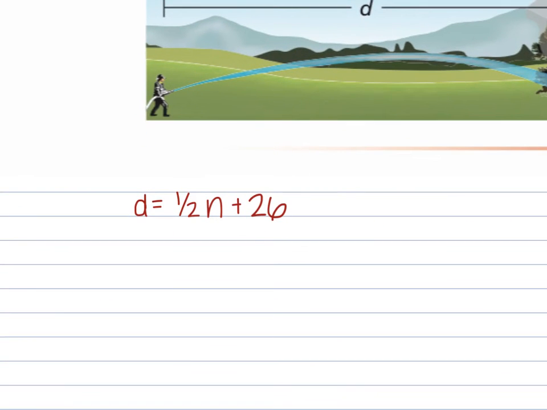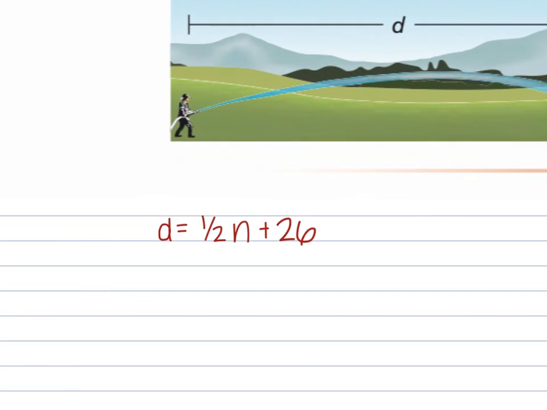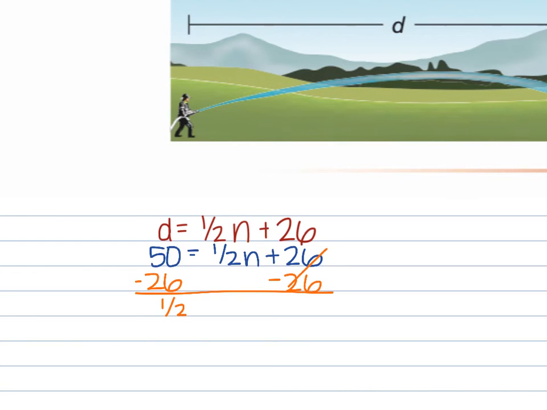So we're going to plug the D in, which is 50, so 50 is equal to 1/2 n plus 26. I'm going to subtract the 26 from each side to give myself 1/2 n is equal to 24. Again, I'm going to multiply by the reciprocal of 1/2, which is 2. So that's n is equal to 48, and it's 48 pounds per inch squared.